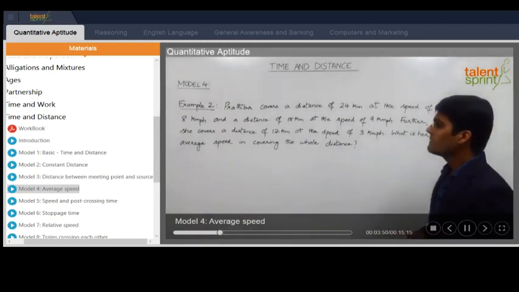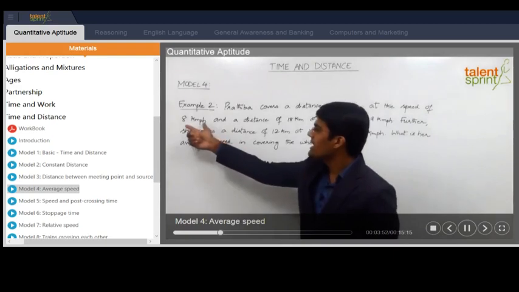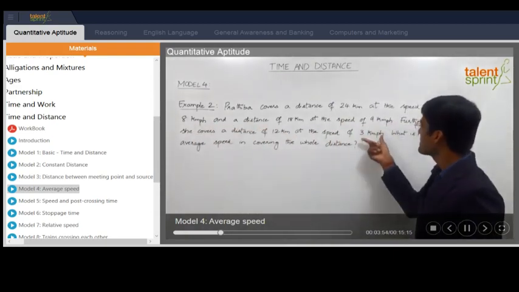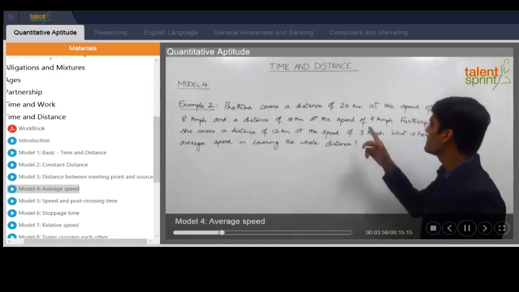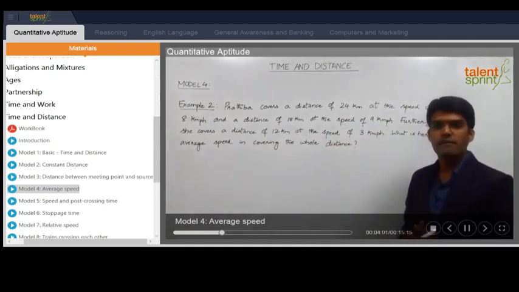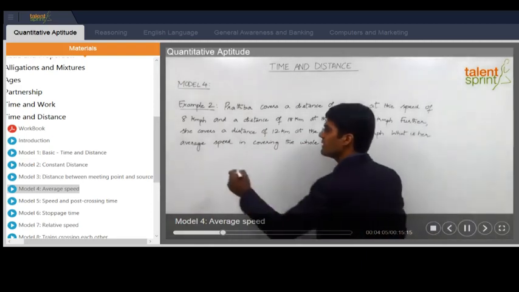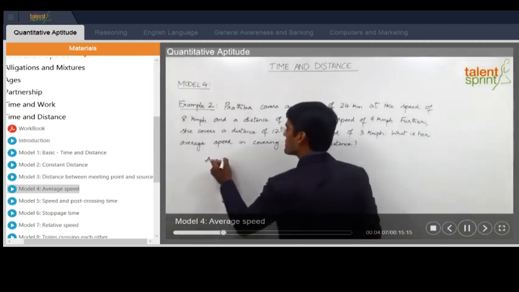So as we can see from this question, the 3 different speeds are 8 kilometers per hour, 9 kilometers per hour and 3 kilometers per hour. So it doesn't mean that the average speed will be (8 + 9 + 3) / 3. Average speed should not be taken as the average of the speeds. It is always calculated as total distance traveled by total time taken.